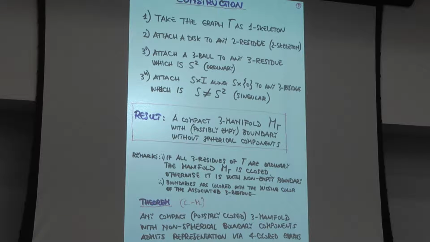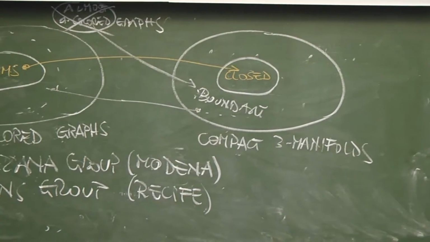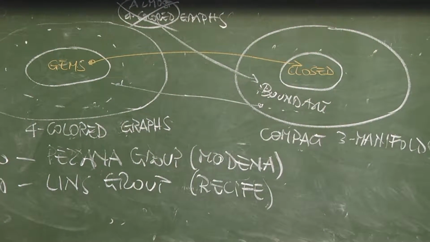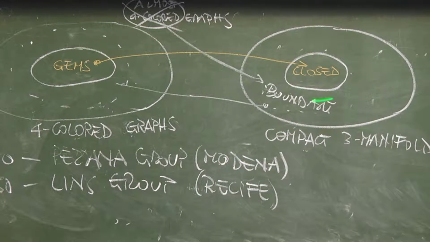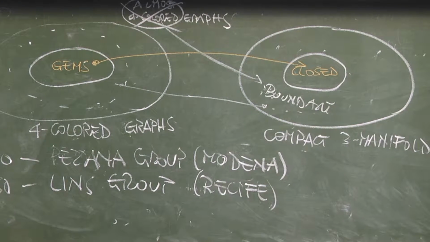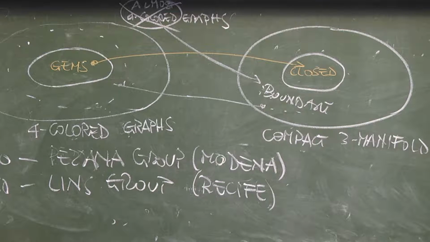So there is a theorem proved by me and Paola Cristofori. Any compact, possibly closed, three-manifold with non-spherical boundary components admits a representation via a four-colored graph. This is exactly the construction of Lins, but Lins only takes gems. Gems are exactly four-colored graphs where all three residues are ordinary, are S2, so from this construction you get closed three-manifolds. This is a generalization giving all compact three-manifolds without spherical boundary components.